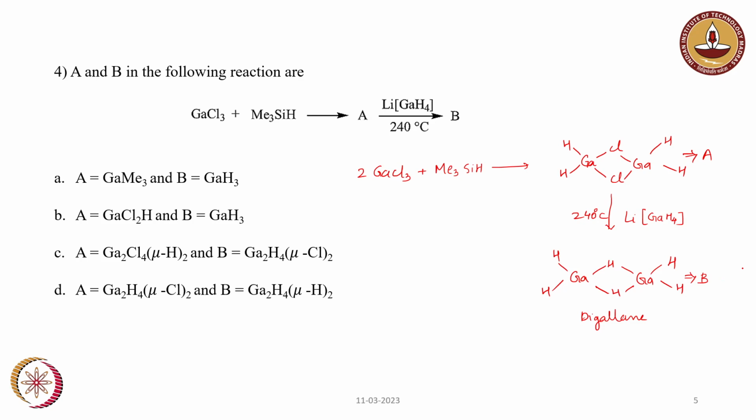So whenever there is a bridging chlorine or hydrogen, it is denoted as mu. So there is mu here, it denotes the bridging. So option D is the answer, where A equals Al2H4 mu Cl twice and B equals Al2H4 mu H twice, which is digalane.